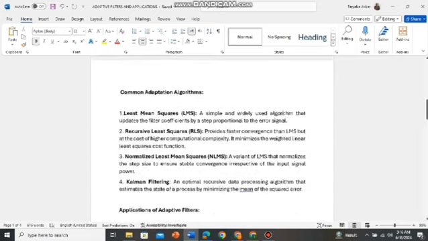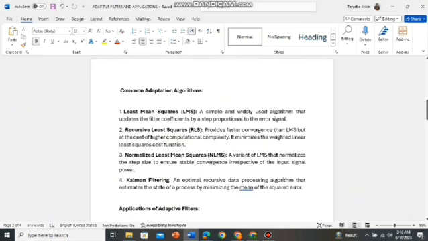least mean square, and Kalman filtering. These are the basic filtering processes used in adaptive filtering algorithms, which are simple and widely used. Least mean square is simple and widely used due to its low complexity and simple structure. Recursive least square has more computational complexity and is a weighted linear least square. And the next one is normalized least mean square.